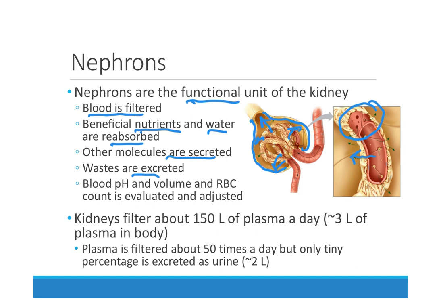And then, of course, the sensors are monitoring blood pH and the volume of the blood, blood pressure, red blood cell count, all that stuff. Various sensory cells are keeping track of that and making adjustments as the filtrate moves through the nephron.